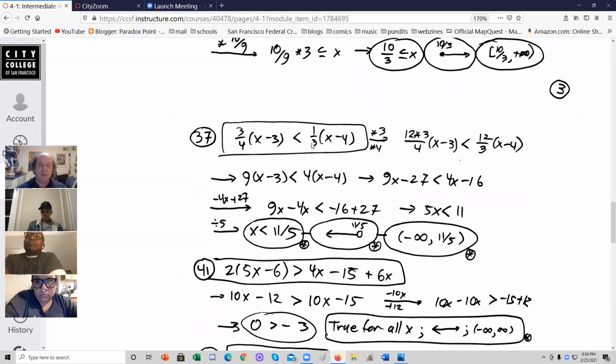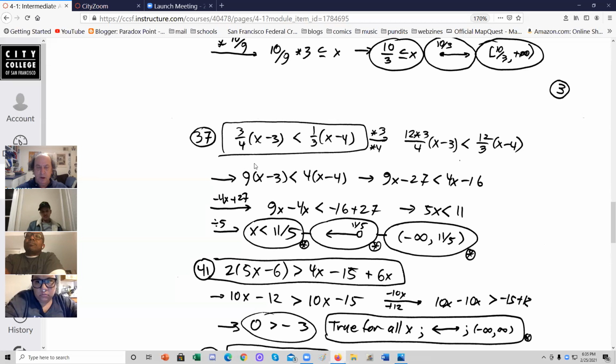3/4 times x minus 3 is less than 1/3 times x minus 4. Well, these fractions, particularly these denominators, are annoying. So let's multiply by 3 and by 4, in other words, by 12. And 3 and 4 and 12 are positive, so the inequality stays the same. So 12 times 3 over 4 times x minus 3 is less than 12 over 3 times x minus 4. After some canceling, you get 9 times x minus 3 is less than 4 times x minus 4.